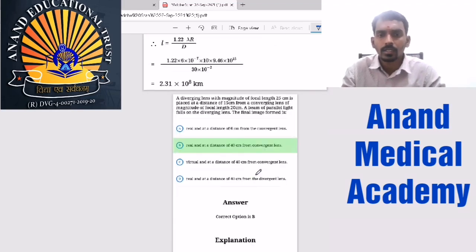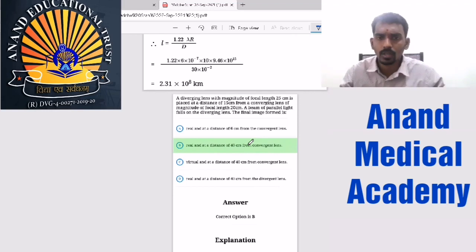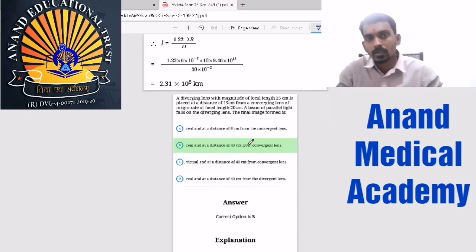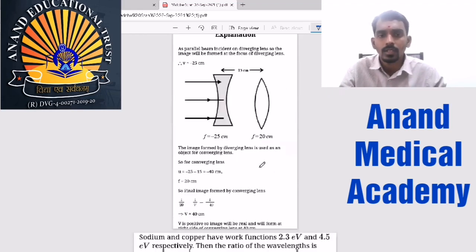Now here the question is based on lens. So just try to understand what is the data given, what is the focal length, or what is the distance of object, whether it is positive or negative, and what is the focal length. Like if it is a diverging lens, nothing but concave lens, it is negative. If it is a converging lens or convex lens, then it is positive. Then you apply the lens maker's formula. Sometimes you try to apply the magnification also.